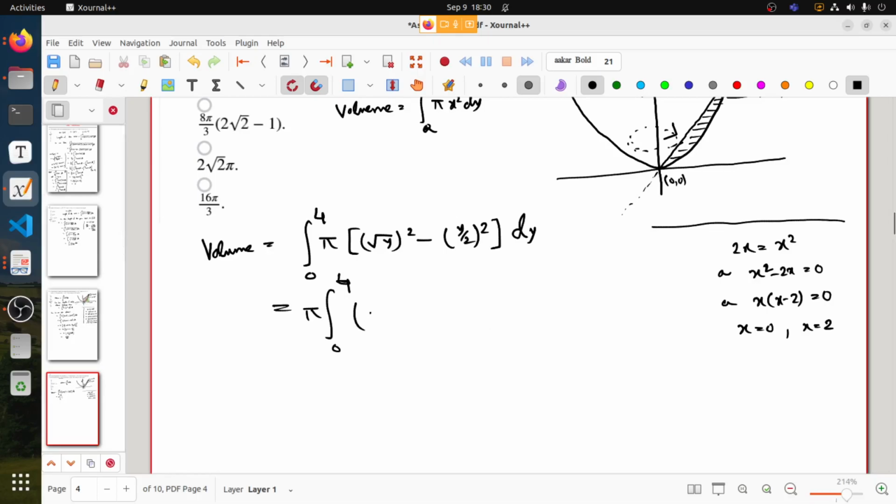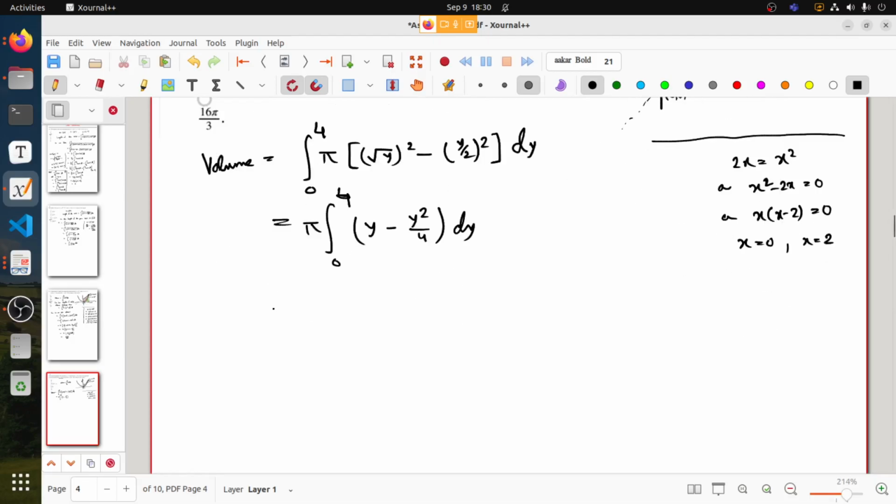So it will be y minus y square by 4, right, dy. So now do the integration, pi, if you do the integration, what you will get? y square by 2 minus y cube by 12. And now you have to evaluate from 0 to 4.